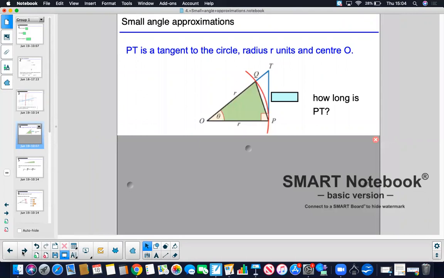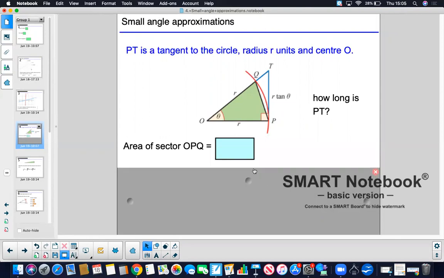Okay, we're going to look at how to use this then, and why this is important. So PT is a tangent to a circle here, and the circle has a radius of r. Here the circle is the red curve, and it's got a centre O. So how long is PT? Well, if you've got a triangle here from OP to T, we know OP and we know theta. So if you use SOHCAHTOA, you can work out that PT is r tan theta.